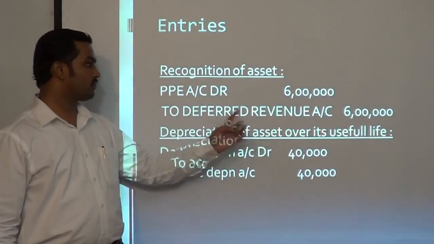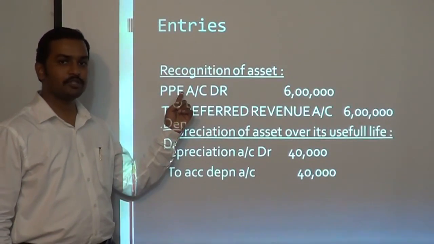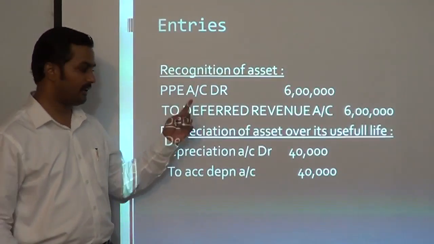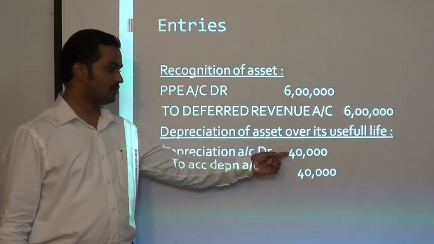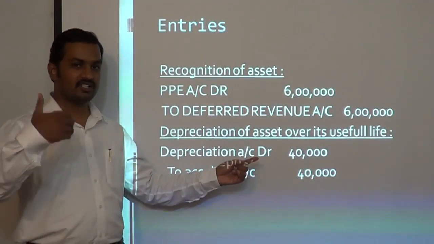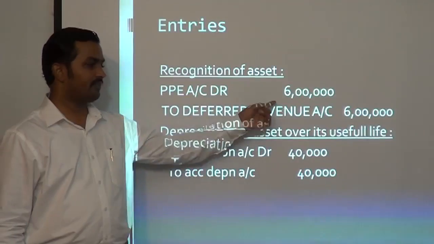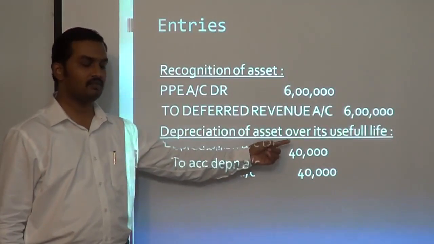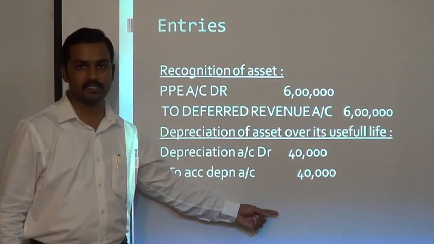Depreciation of the asset over its useful life. The telecommunication substation has to be depreciated over its useful life. So every year we are going to provide 40,000 as depreciation. I am assuming residual value as 0 and useful life as 15 years. 6 lakh by 15, 40,000 will be the annual depreciation.